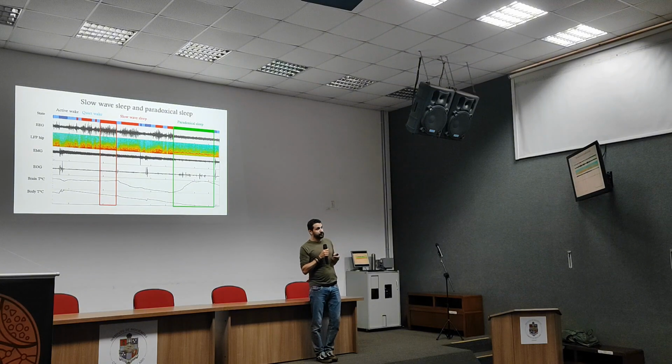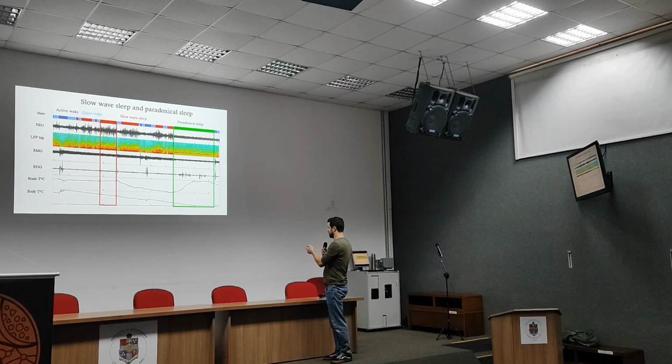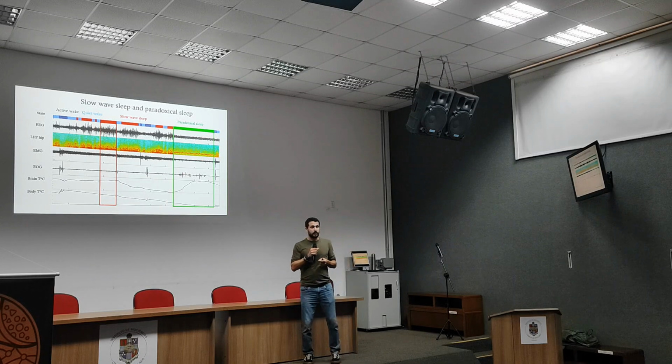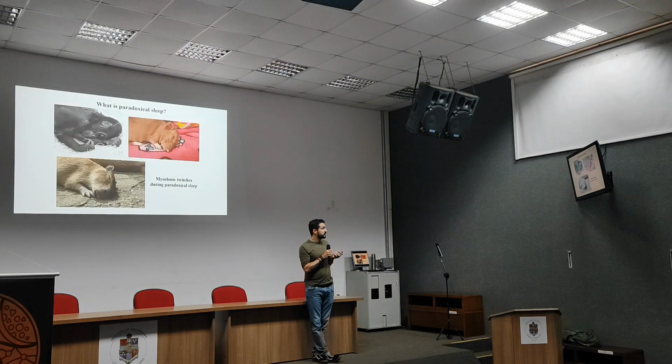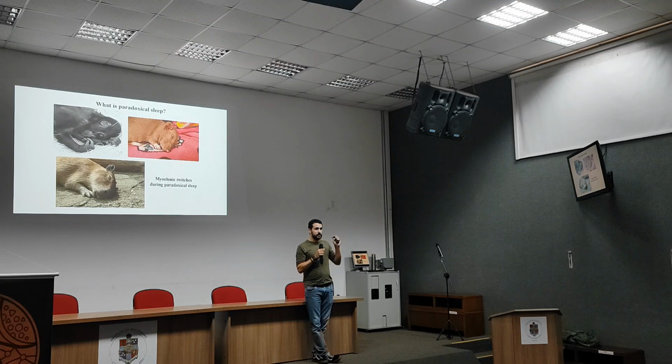There is also a lot of eye movement, the EOG here. During paradoxical sleep, there is a lot of eye movement, and these states were mostly associated with dreaming in humans. So that's why this is the rapid eye movement state, and it got this name because of the high quantity of eye movement during that state. And we can see there is also some variation, like an increase in the brain temperature. And another feature that I forgot is the muscular twitches.